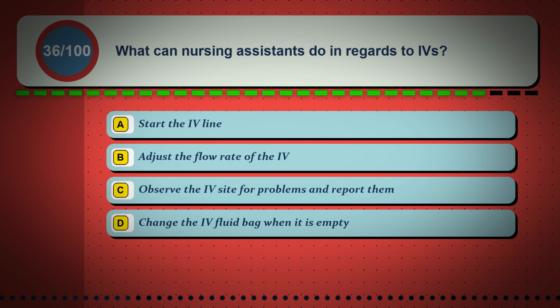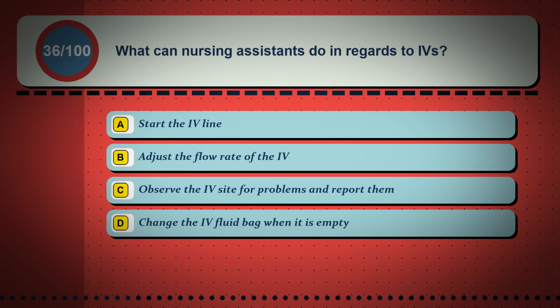Question 36. What can nursing assistants do in regards to IVs? Option A. Start the IV line. Option B. Adjust the flow rate of the IV. Option C. Observe the IV site for problems and report them. Option D. Change the IV fluid bag when it is empty.